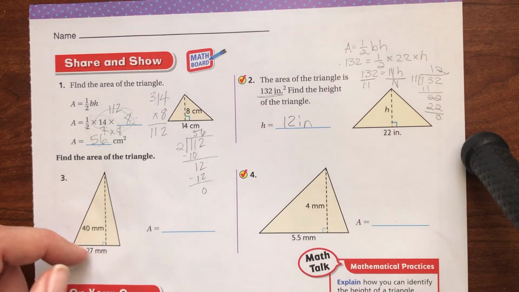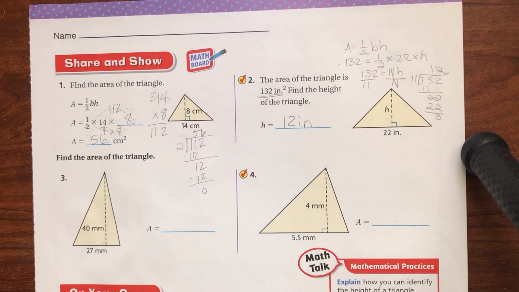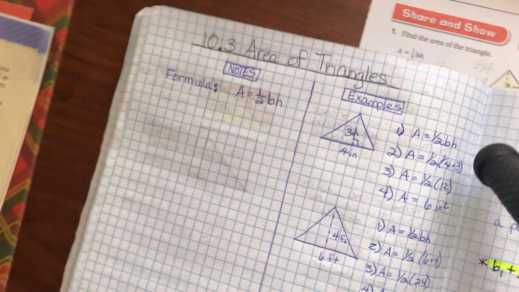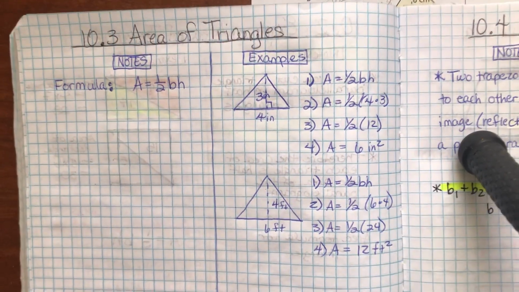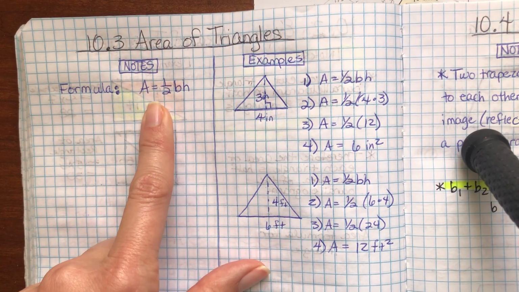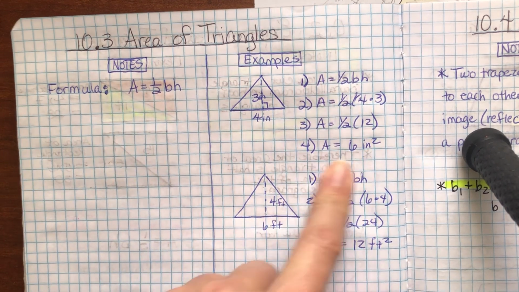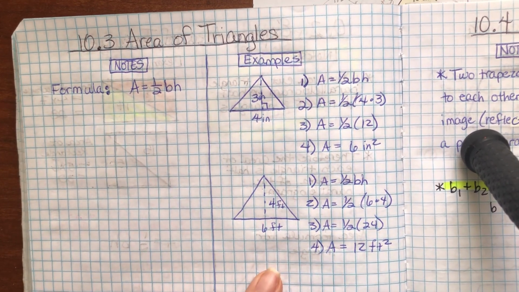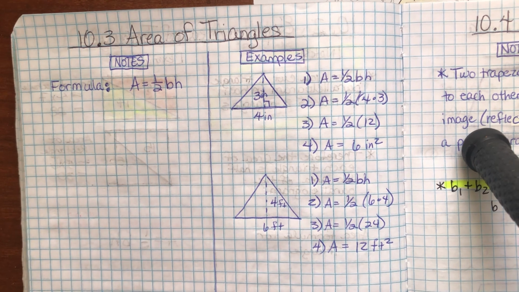All right, let's take a look at our notes real quick. There aren't a lot of notes for this one because it's pretty straightforward. You're just doing multiplication and division. So I just did a couple of examples for the notes. This is your formula. Here's an example, and that's it for our notes today. All right, good luck.